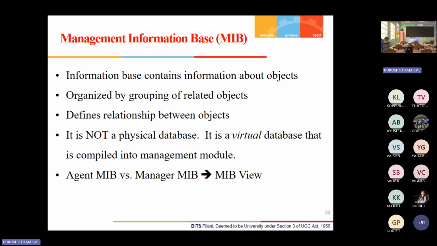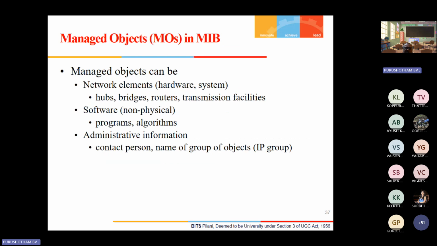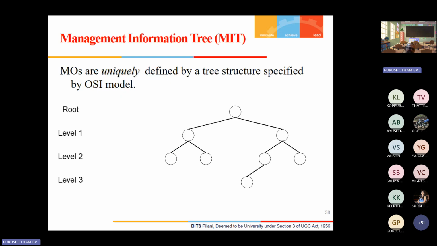Whereas MIB is basically houses the information. It could be an agent MIB or manager MIB also. Both are possible. So managed objects can be hubs, bridges, transmission facilities, etc. They are called the network elements. Basically, they are hardware devices. Then software is non-physical programs and algorithms. Administrative information could be a contact person, name of the group of objects, like that it will be.